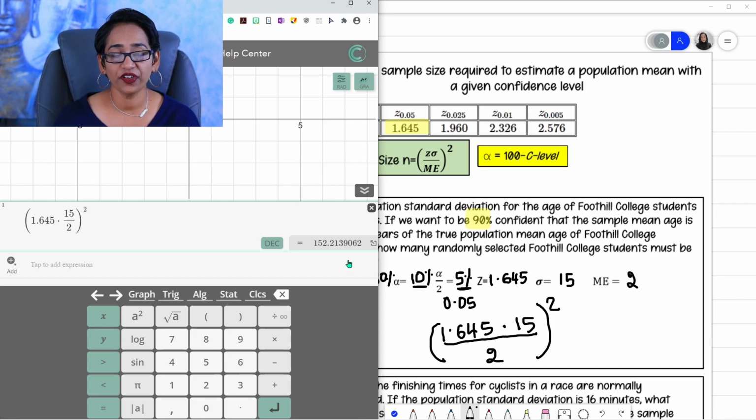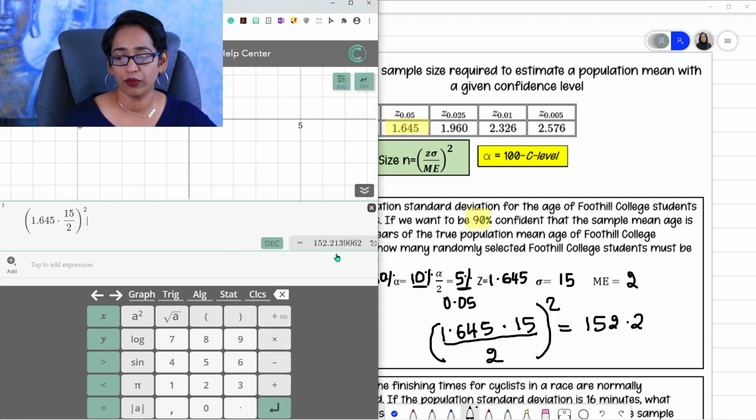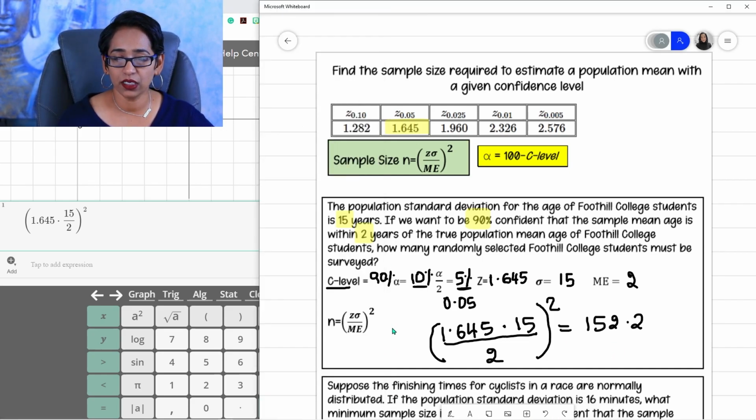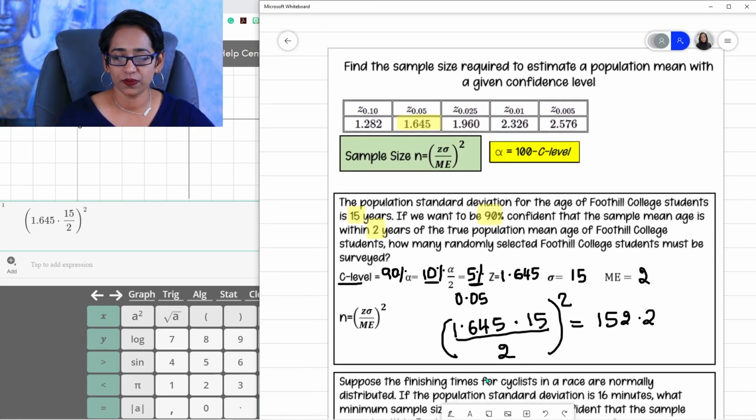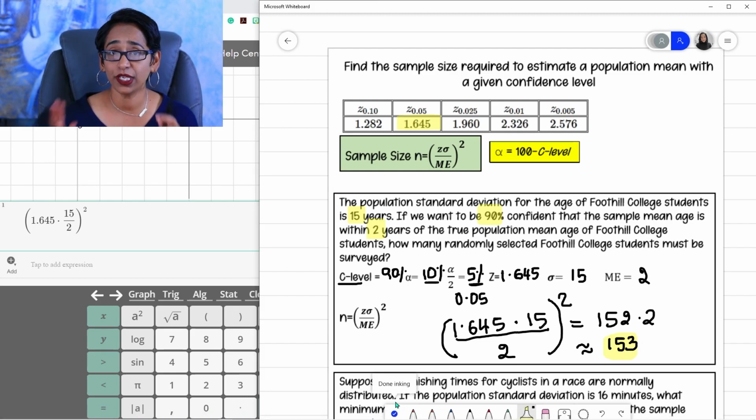So I have 152.2. So they're asking you how many college students should you survey? So you can survey 152.2. So you always round up. So you will be surveying approximately 153 college students. So the minimum number of students you need to survey so that you are 90% confident and you're within plus or minus 2 of the real population mean is 153. Okay? Again, simply use your formula, plug it in.